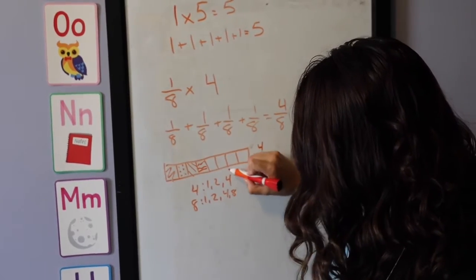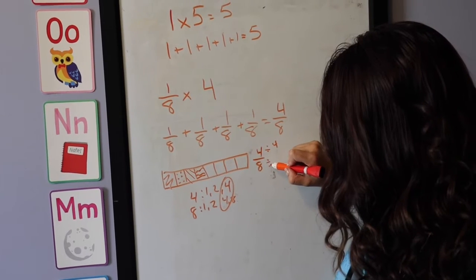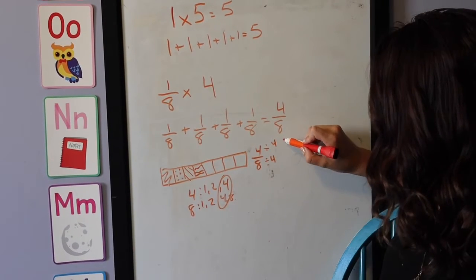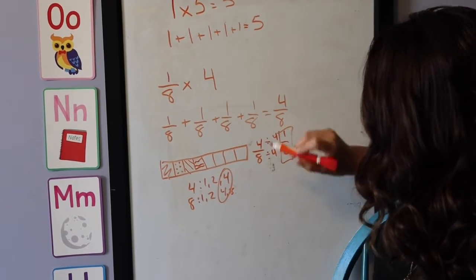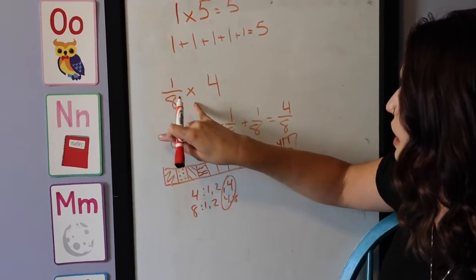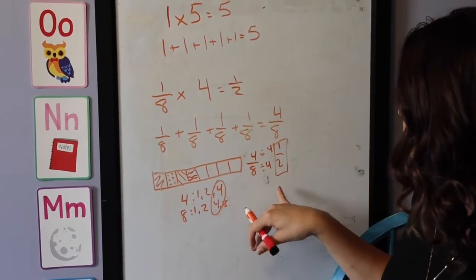So 4 is our biggest number. Divide from the top, divide from the bottom. 4 divided by 4 is 1, and 8 divided by 4 is 2. So 1/8 times 4 equals 1/2 simplified.